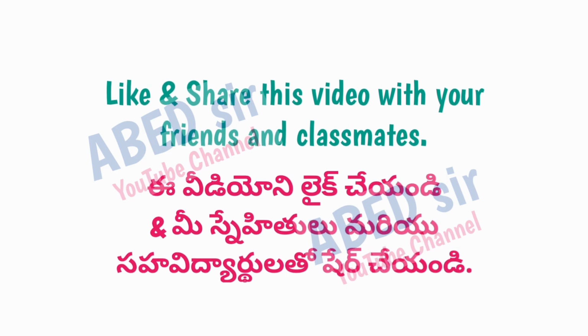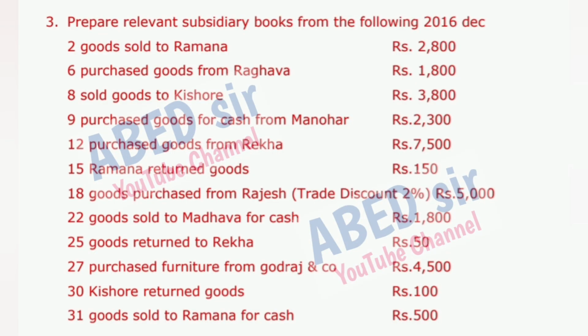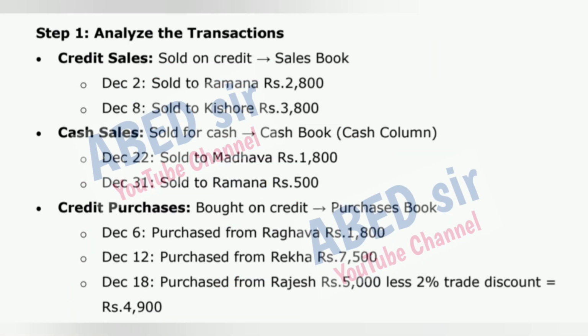Next important long question is: 3. Prepare relevant subsidiary books from the following, 2016 December. Step 1. Analyze the transactions. Credit sales, sold on credit, sales book.